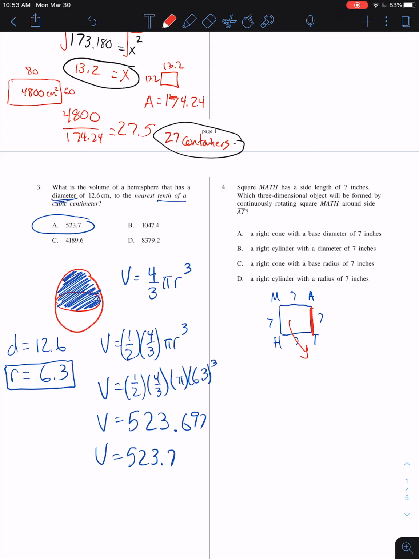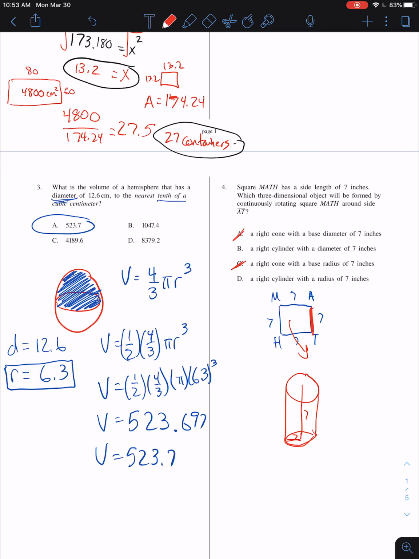So if we're rotating this way, we're still going to get that cylinder shape. If you think about the way the center is rotated, that'll be 7. The height will also be 7. Okay, so it's going to be a right cylinder. So we know we can eliminate choices A and C.